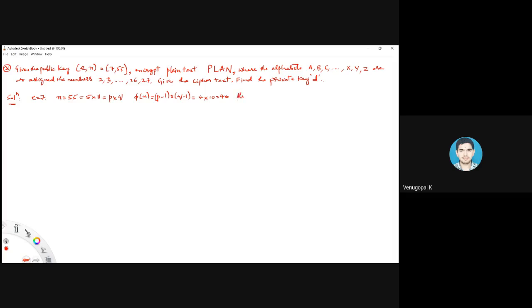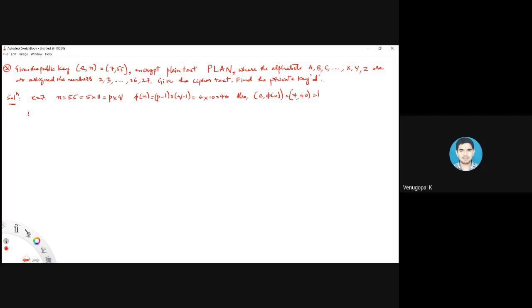Also GCD of E comma phi of N, which is nothing but GCD of 7 comma 40, is equal to 1. So they are co-prime. That is also done. So next we'll proceed for the computation of D. What is D? D is the key used for decryption, which will be a private one.